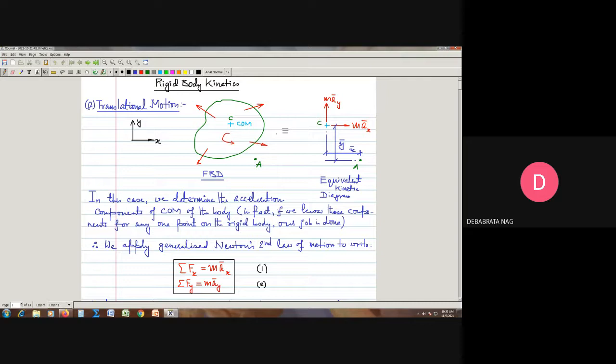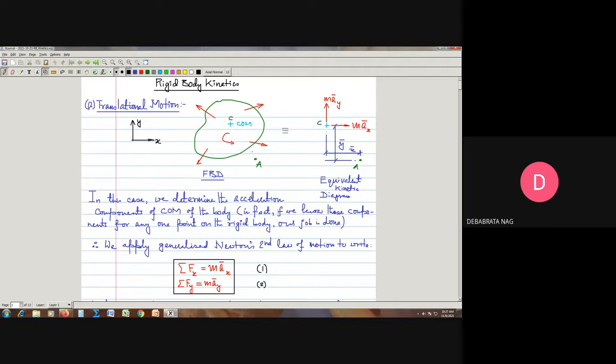So, therefore, the entire system of these external forces and moments must be equivalent to these two forces. That means this is what is called the resultant force diagram, or sometimes known as the equivalent kinetic diagram. About this we already know from our study of particle kinetics, which we have done much earlier. So we will follow basically the same principles.